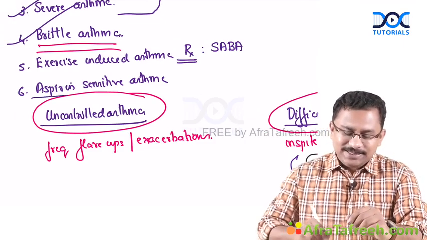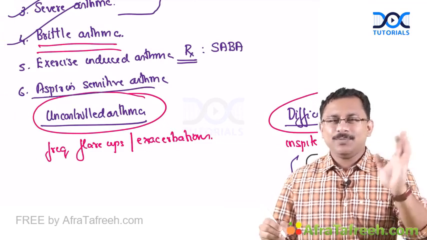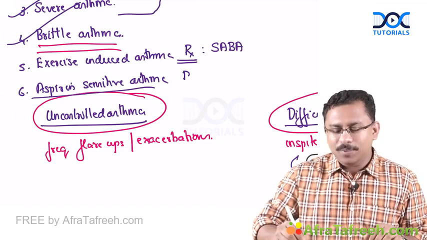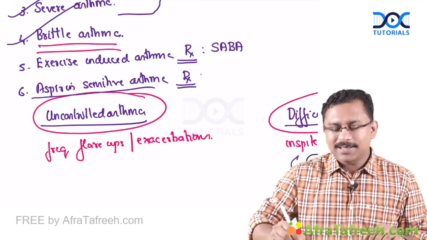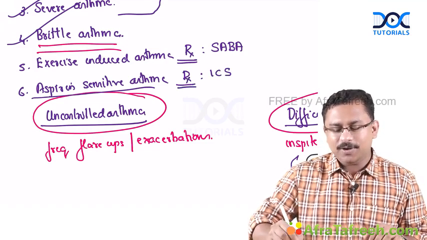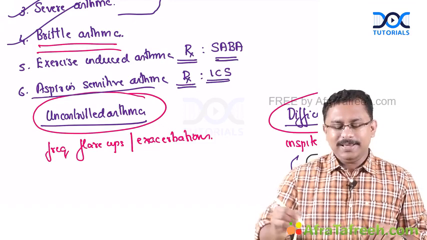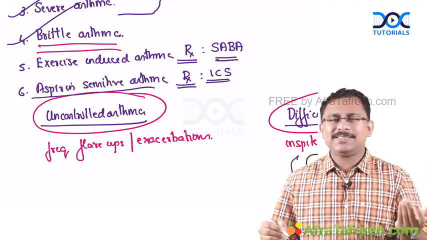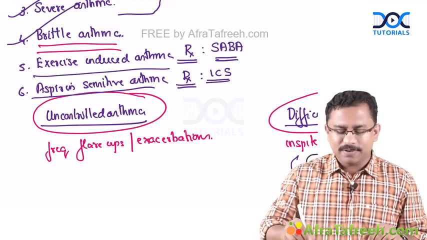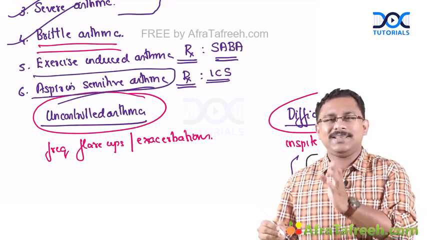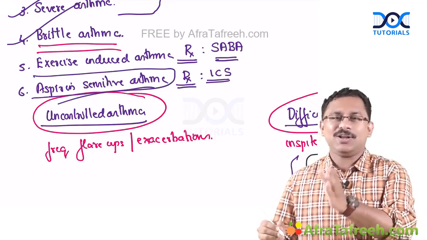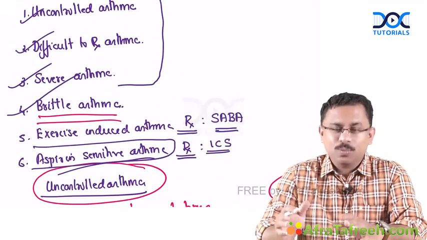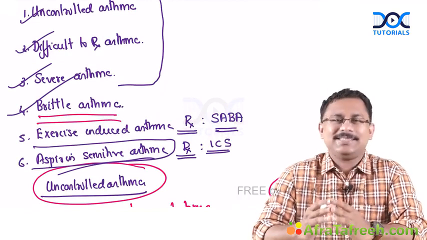The last term is aspirin-sensitive asthma, which we have discussed in the early part of the module. The only point I want to add is that the treatment of this is going to be inhaled corticosteroids. So you might get a question on the drug. In fact, there has been a previous question asked on the treatment of aspirin-induced asthma. It is going to be inhaled corticosteroids. I hope you are familiar with these terminologies.